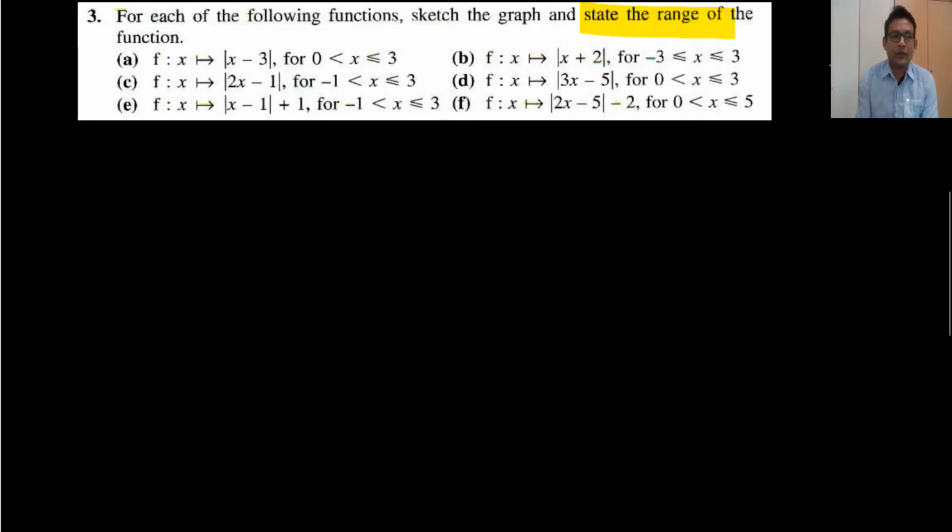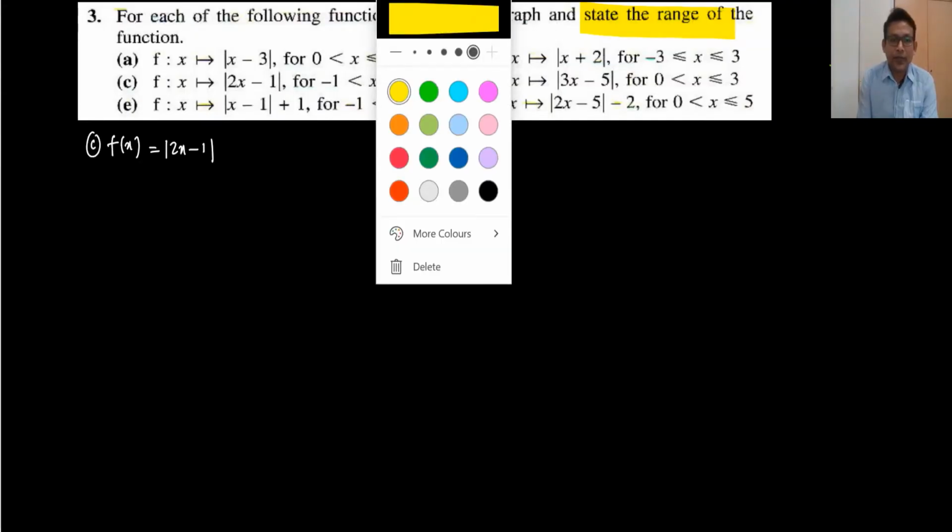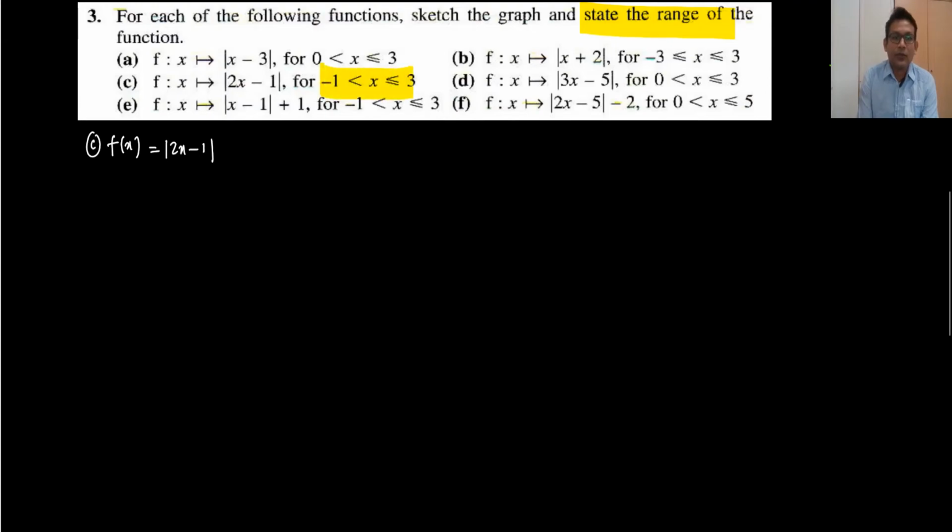In question number 3, we have the equation f of x is equal to 2x minus 1, and the domain is from -1 to 3. So very simple step. First we need the vertex. The vertex means 2x minus 1 should be equal to 0, and x is positive 1 upon 2, and when we put 1 upon 2 here it is already 0, so the vertex is (1/2, 0).